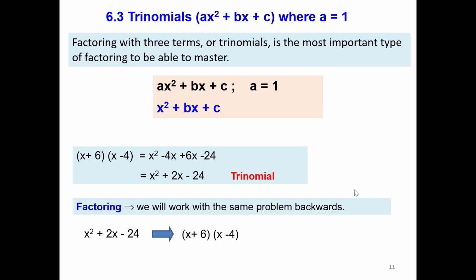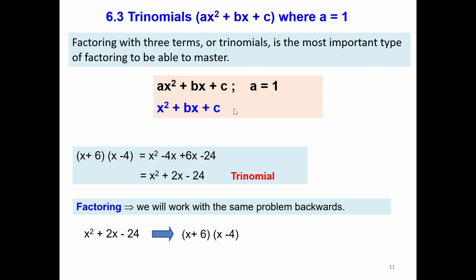In this section, we are going to learn how to factor trinomials, meaning how to factor polynomials with 3 terms. And we will learn how to factor trinomials with this form: ax squared plus bx plus c, where a is the coefficient for x squared, b is the coefficient for x, and c is just a number. In this case, we will just learn how to factor polynomials where a equals 1. If a equals 1, finally we have this kind of polynomial: x squared plus bx plus c.